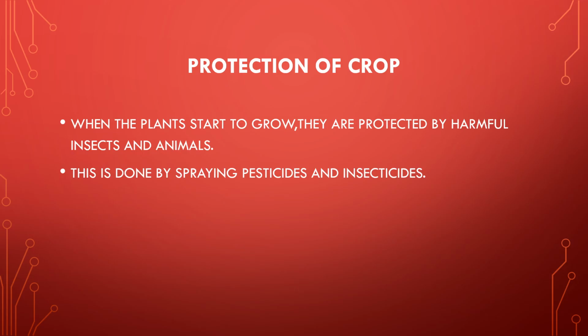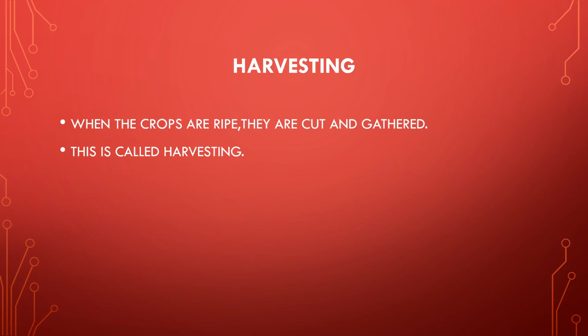When the crops are ripe, they are cut and gathered. This is called harvesting. When they are ripe, they are cut with a machine, gathered up, and sent to the market. This is called harvesting. And these are the steps involved in growing crops.